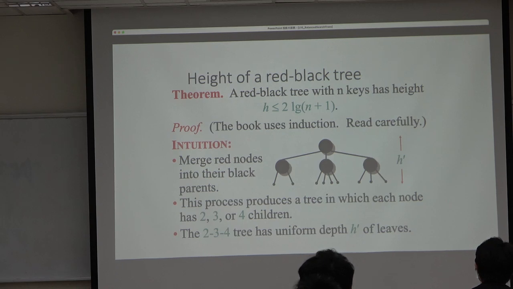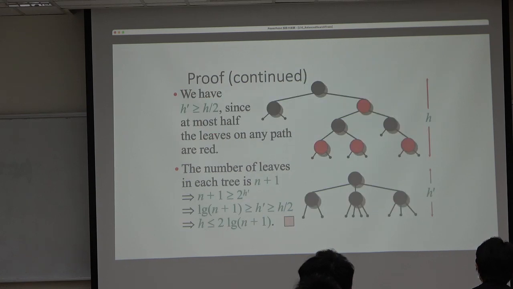Okay, let's think about this. First, we know h prime must be greater than or equal to h divided by 2. Why? Because at most, half of the nodes on any path are red. You are doing the merge, so at most only half of them on the path are red. This is kind of like a compression, and it wouldn't be able to compress more than double.